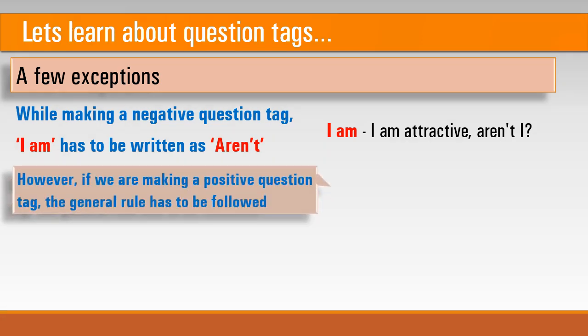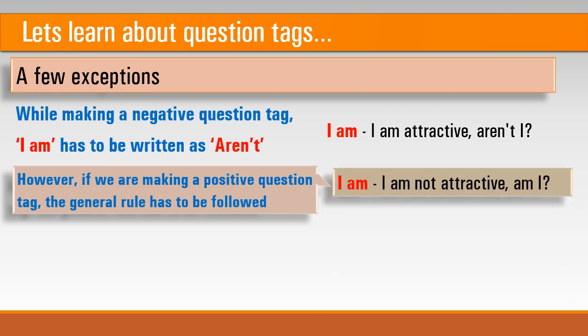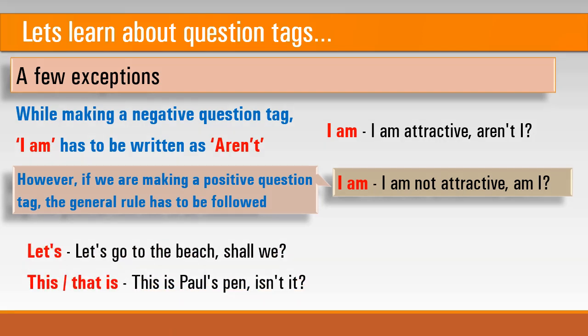But if we are making a positive question tag having the word I am, the general rule has to be followed. For example, I am not attractive. The statement is already negative, so the question tag is positive, am I? We are writing something like, let's go to the beach, shall we? And this and that is it. This is Paul's pen, isn't it?